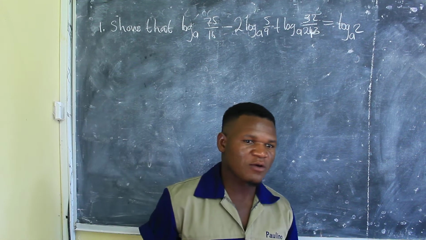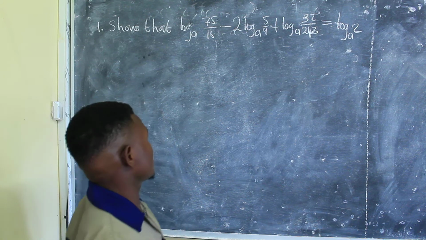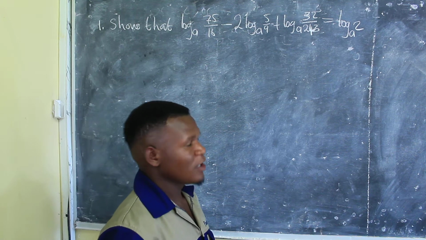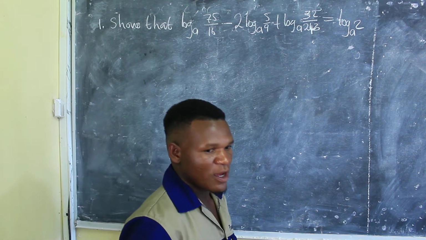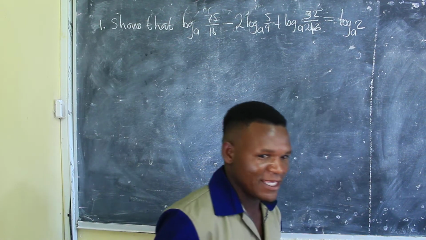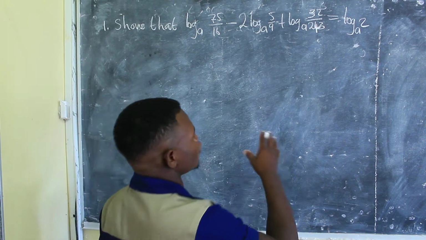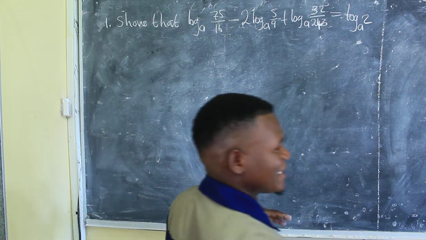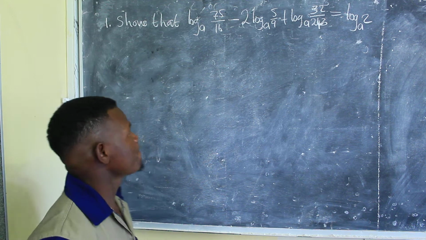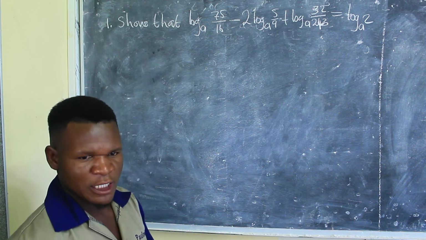Today we are going to look at how to prove that log base A of 75 out of 16 minus 2 log base A of 5 out of 9 plus log base A of 32 out of 243 is equal to log base A of 2. Our aim here is to show that what is on the right hand side is the same as what is on the left hand side. The first thing you need to do is to solve the more complex log.